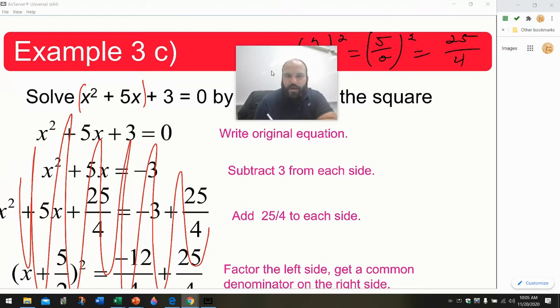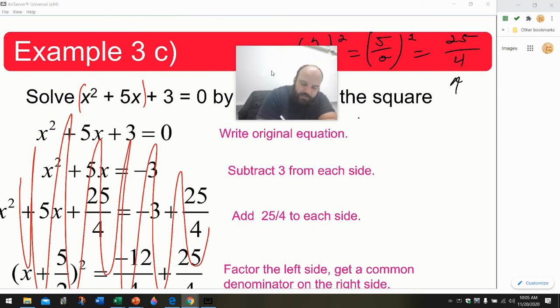Now I think you're seeing why this one's a little bit harder. The b was not even, therefore it was not divisible by 2, which gave us a fraction. And we know how much people like fractions. They don't. So this one's going to be a little bit trickier because of the fraction. But nonetheless, the 25/4 is the number that we need to create the new equation.